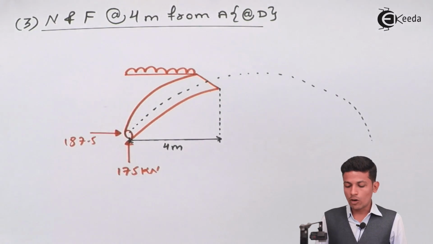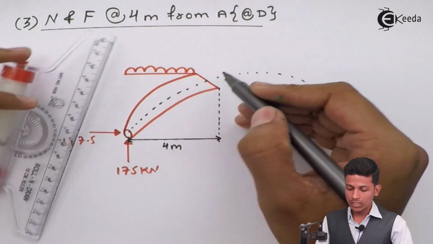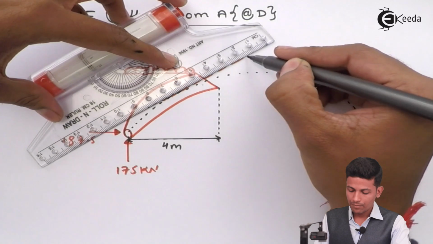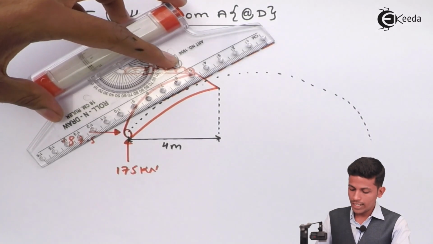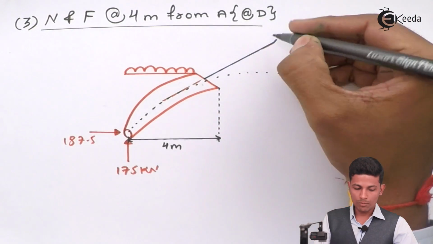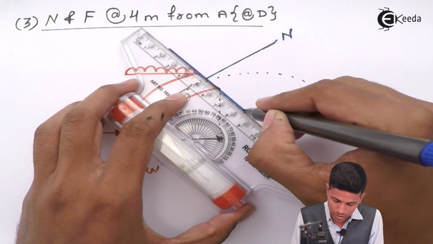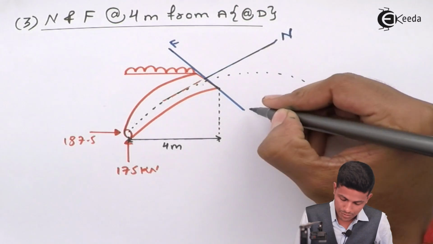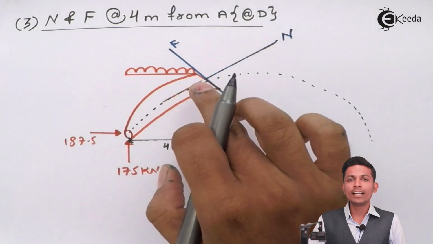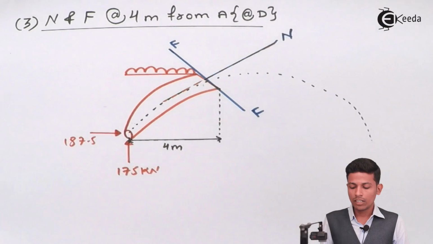Okay, now what you have to do? What is normal thrust and radial shear force? See, take one tangent line over this center. Take a tangent line over this center, and this tangent line is nothing but your normal thrust. Okay, and perpendicular to this is shear force. Okay, this is normal thrust and this is radial shear force. Take a tangent line on the center of the line. This is nothing but normal thrust, and this perpendicular line is nothing but radial shear force.